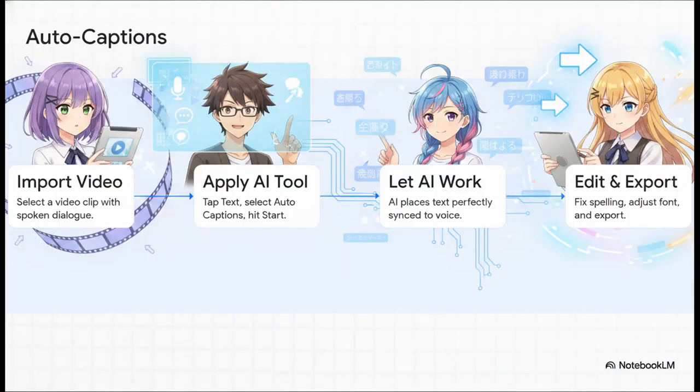All right, let's wrap up with Section 5, your first AI edit. Let's see how this builds and make it completely tangible. Step 1. Download the app, click New Project, and import a video clip with spoken dialogue. Step 2. On the bottom toolbar, tap Text, select Auto-Captions, choose your language, and hit Generate. Step 3. Just let the AI work. In literally seconds, perfectly synced text boxes will appear right on your timeline. And Step 4. Refine any spelling errors, adjust your fonts or colors, and click Export to save it. It is truly that straightforward.